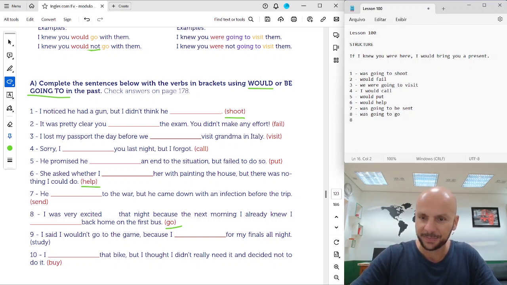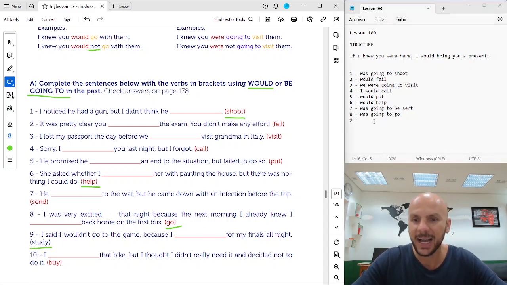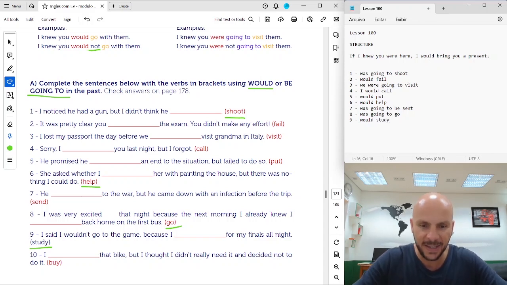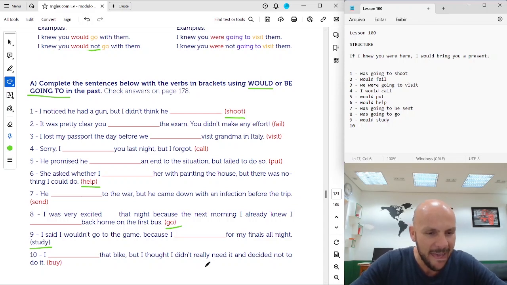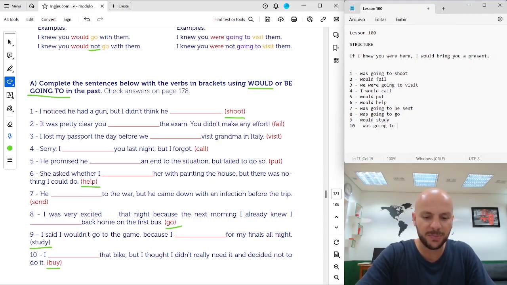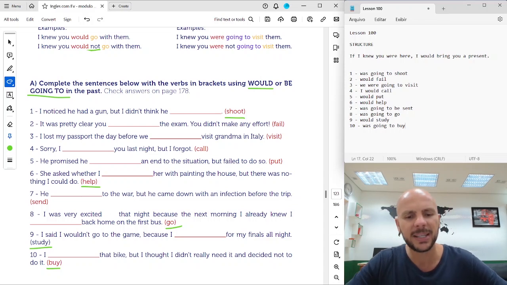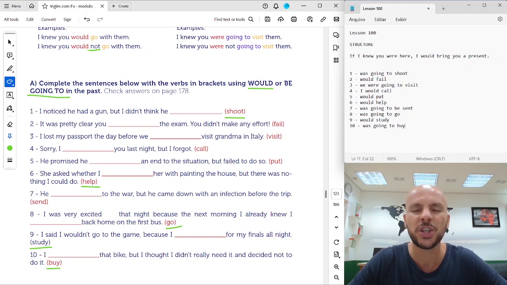9. I said I wouldn't go to the game because I would study for my finals all night. Okay, so I would study for my finals all night. Okay, promise. 10. I planned, okay, so I was going to buy that bike. I was going to buy that bike, but I thought I didn't really need it and I decided not to do it. Okay, so I was going to buy it, but I changed my mind.